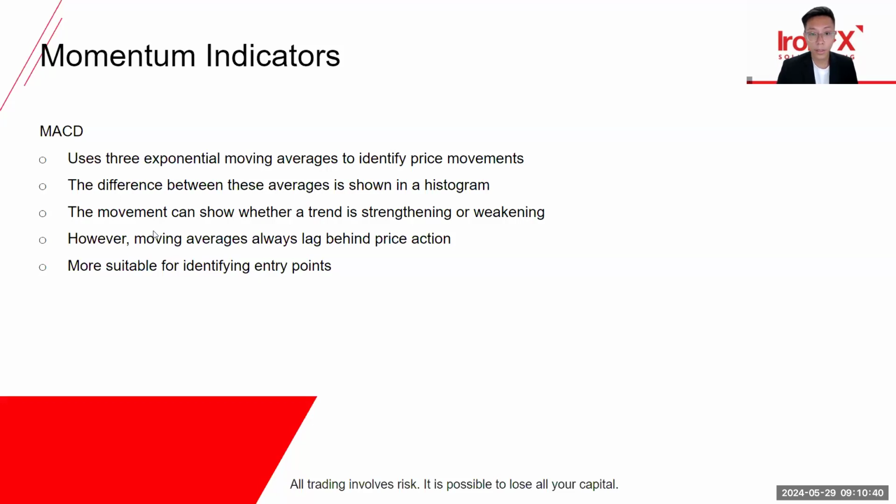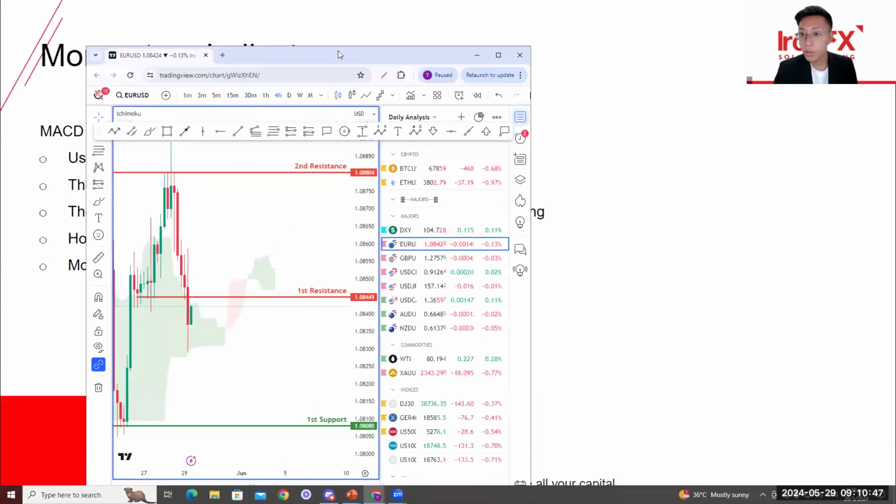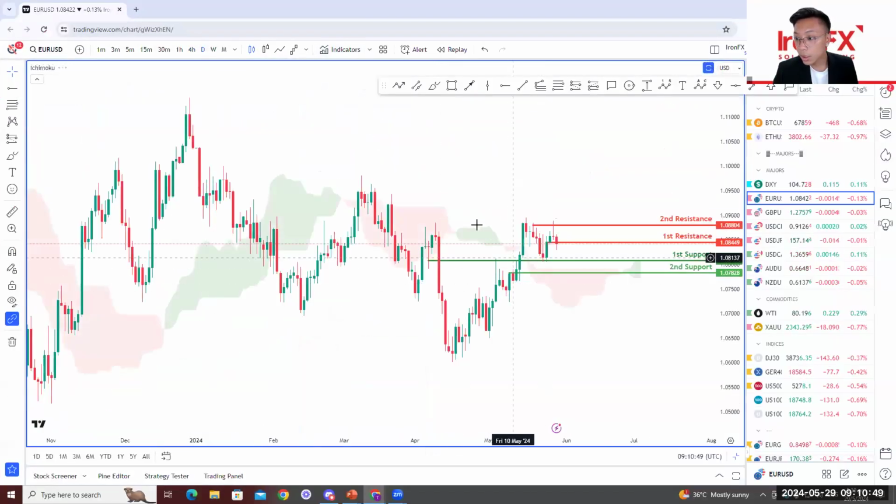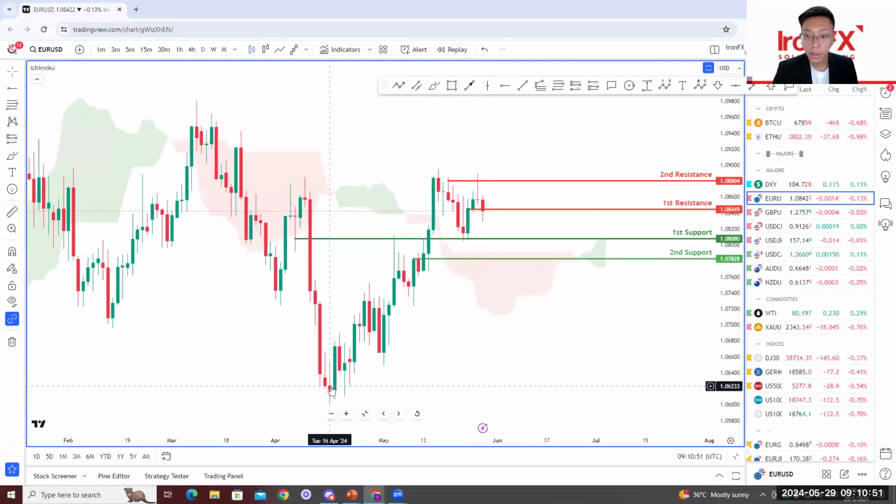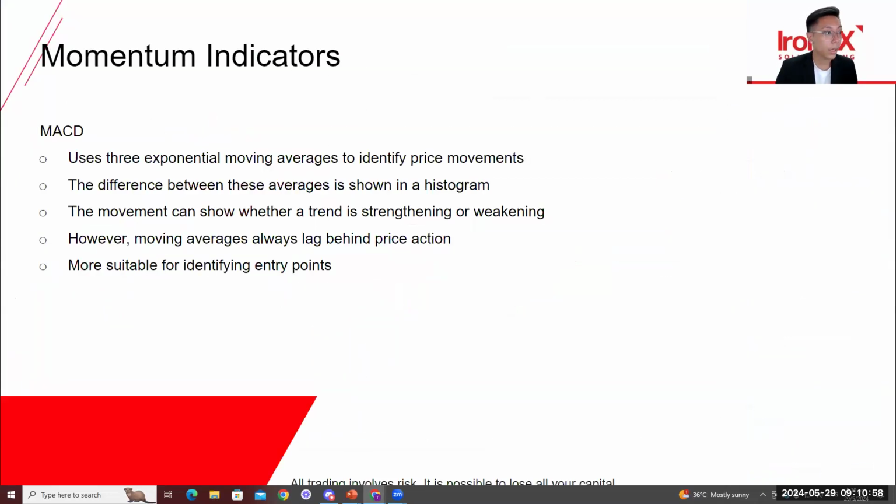The movement itself can show whether a trend is strengthening or weakening. Just now I showed you the daily chart, so we can see whether it's still a strong uptrend or is going to become a weak uptrend already. MACD can help you with that. But something that you need to take note of is that moving averages always lag behind price action, so it is more suitable for identifying your entry points.